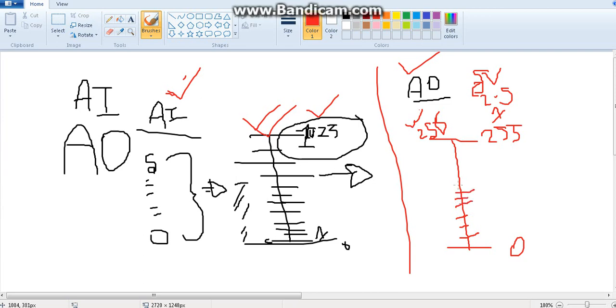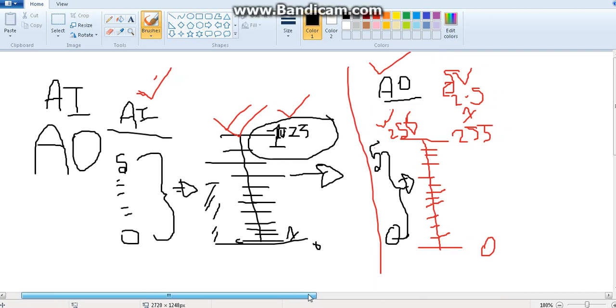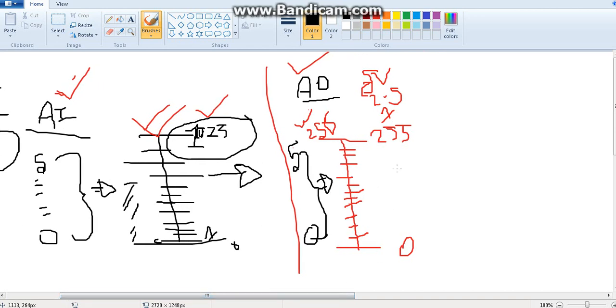Now what Arduino will do is take the 0 to 5 volt range and divide it into 256 pieces. You understand what I'm telling? Here it is dividing into 1024 pieces, here it is dividing into 256 pieces. Then from your calculation you can give the particular units. Let's say you want to give the output of 255. This is how you tell in the code.